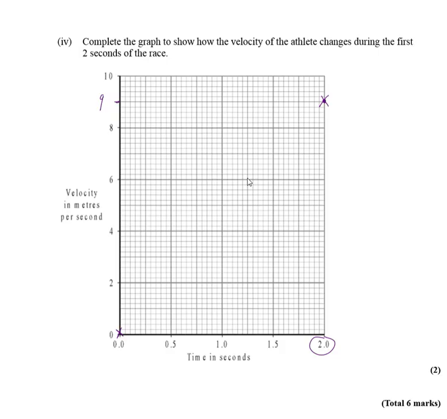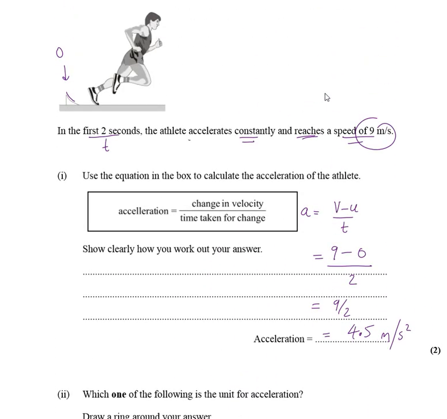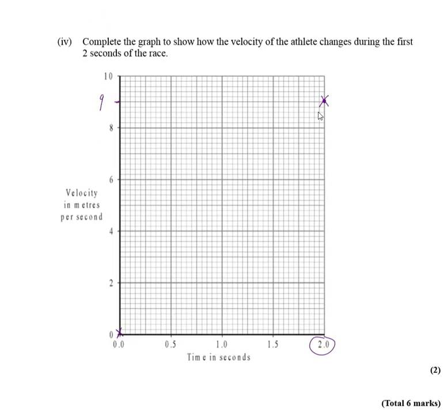Here we go. So therefore, the next thing we know is that the acceleration is constant. So I'll write down here: acceleration, a, is constant. Therefore, we expect to get a straight diagonal line. Therefore, it's going to be something like this. From here, from here, from here.